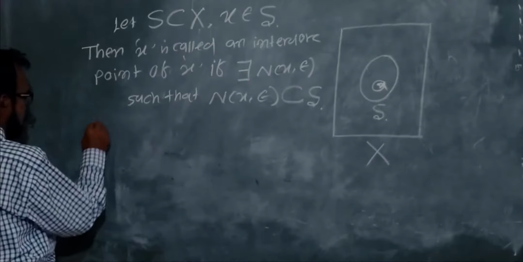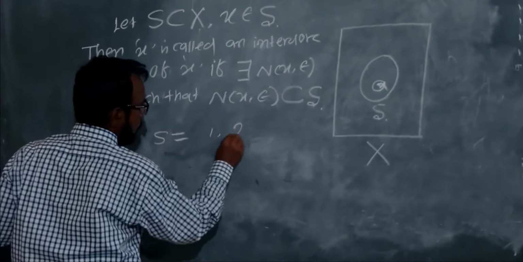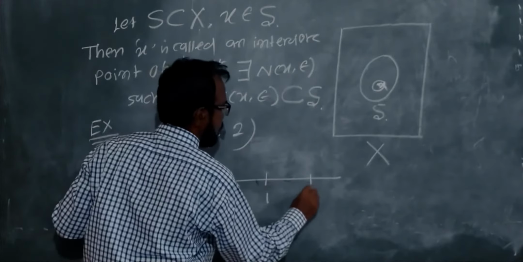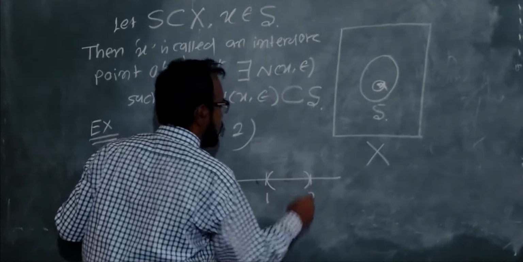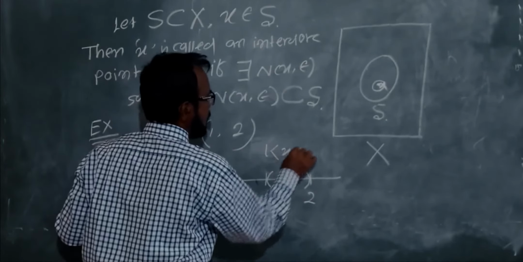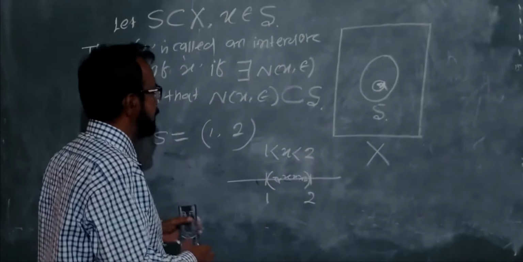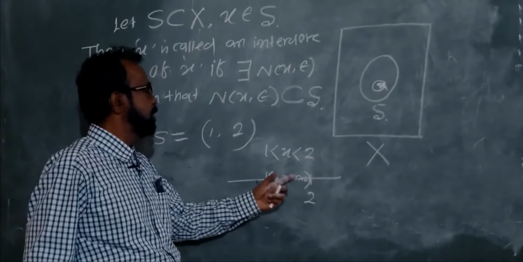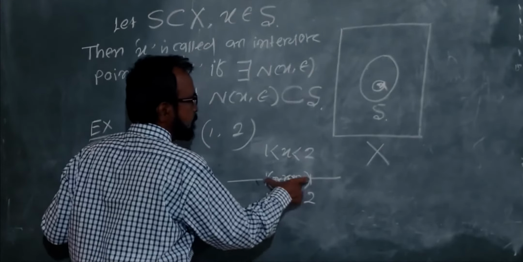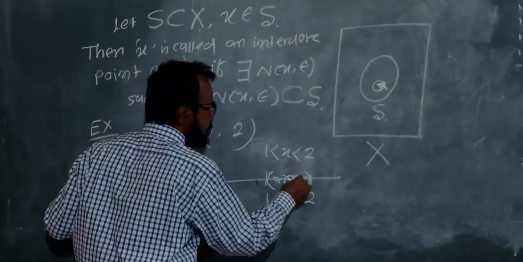For example, suppose S is equal to the open interval from 1 to 2. This is 1, this point is 2, this is the open interval. Open interval means X belongs to this set, meaning 1 is less than X is less than 2. Each point of this interval is an interior point. You take any point, there must exist a neighborhood which is a subset of that set. So this point is an interior point. This point is an interior point. There must exist a neighborhood.